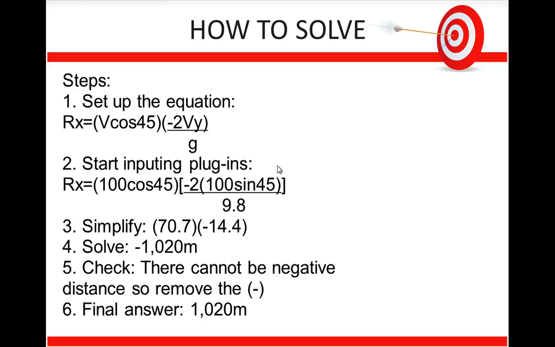The steps involved in this equation are number one, set up the equation. Rx equals V times cosine of 45 times negative 2Vy divided by G. Number two, start inputting plugins. Rx equals 100 times cosine of 45 times minus 2 times the 100 times sine of 45 divided by 9.8.